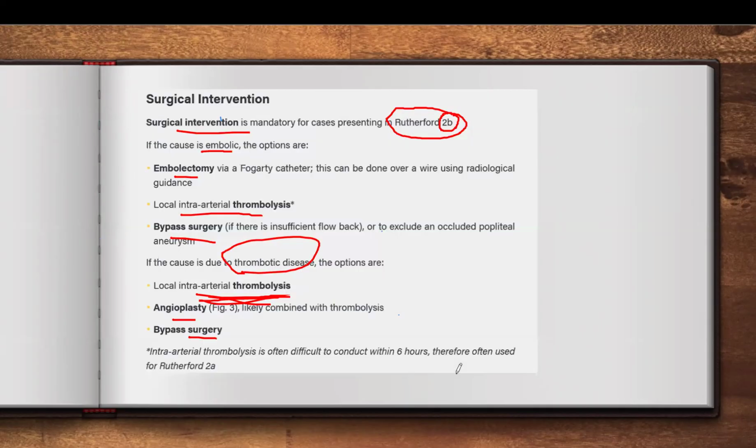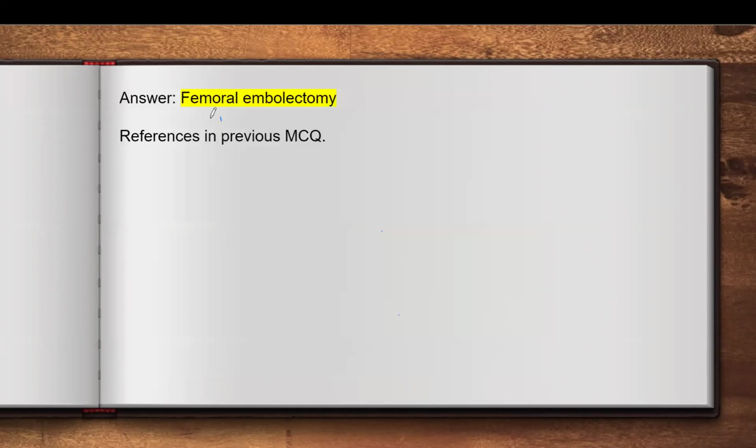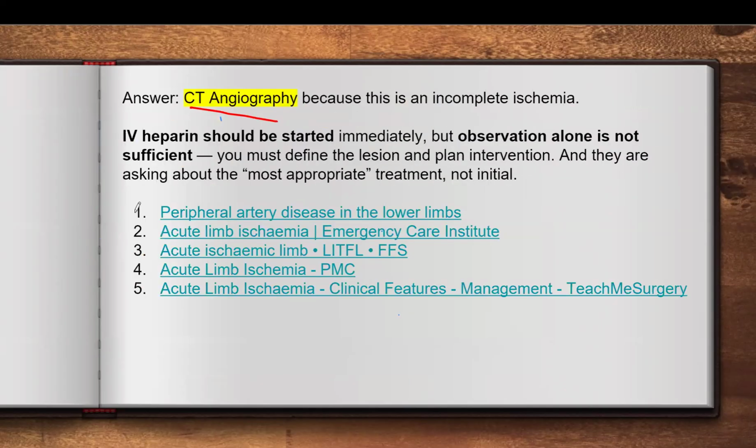This is again a very important topic for AMC Part 1. The references I have attached to all of these articles over here. From this, the first one is the RACGP article, the Australian guideline. The second one is also Australian. This is a Life in the Fast Lane Australian guideline. This is StatPearls, the NIH, and this is Teach Me Surgery. So the first three are Australian guidelines, okay?